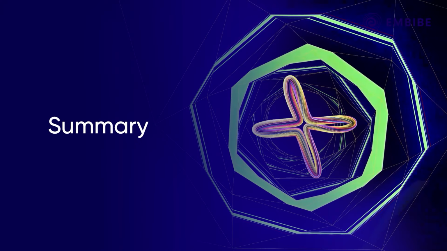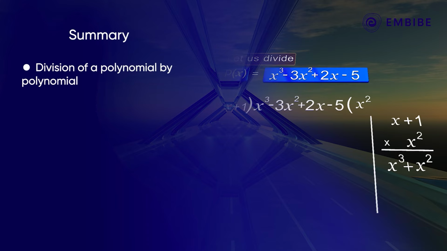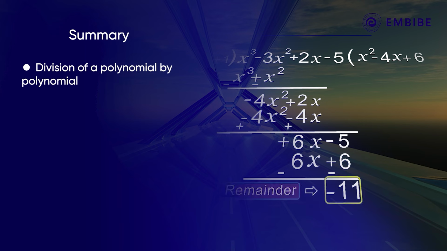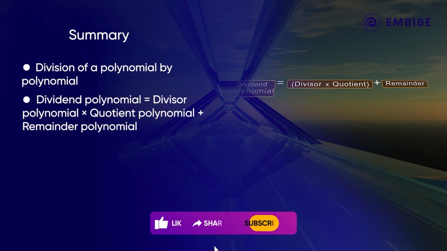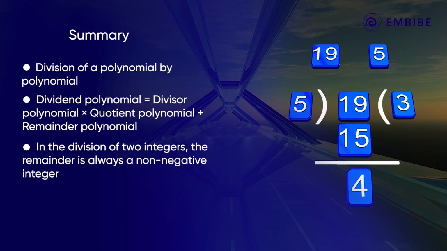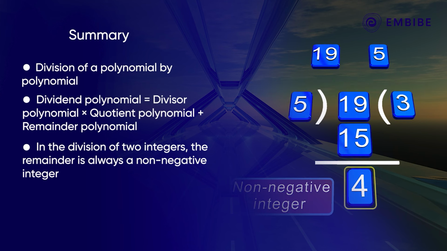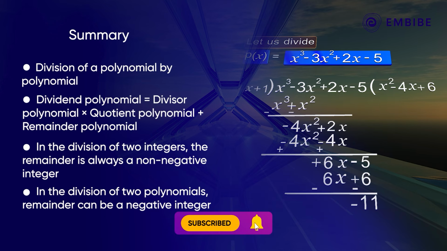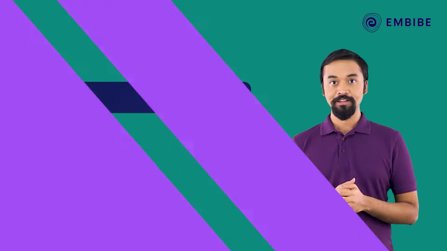Let's summarize. In this video, we have learnt about division of a polynomial by a polynomial. We learned that dividend polynomial equals divisor polynomial into quotient polynomial plus remainder polynomial. We also learned that in the division of two integers, the remainder is always a non-negative integer, while in the division of two polynomials, remainder can be a negative integer.